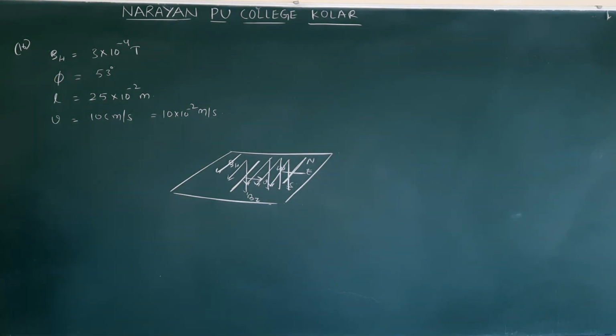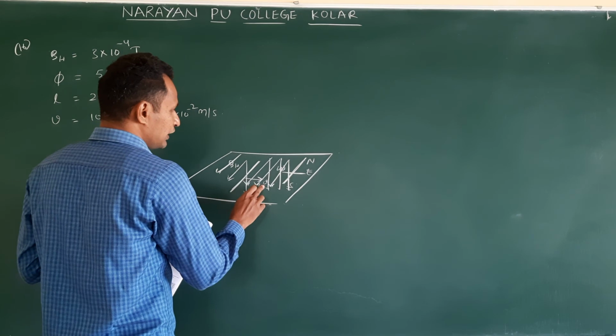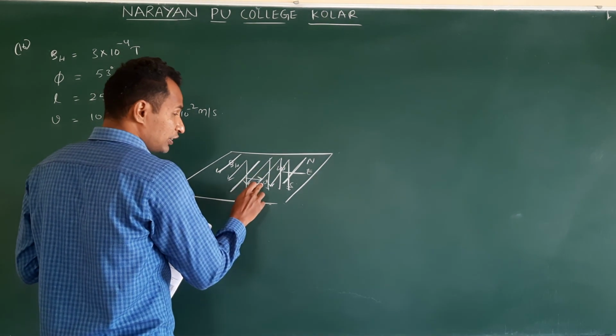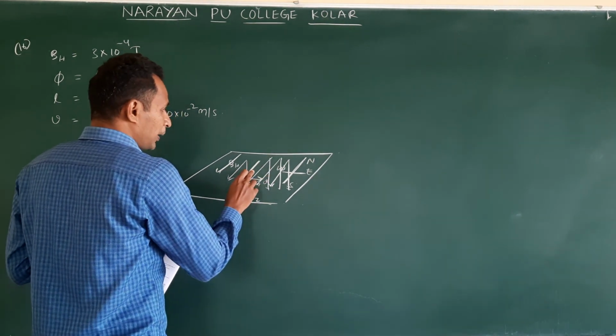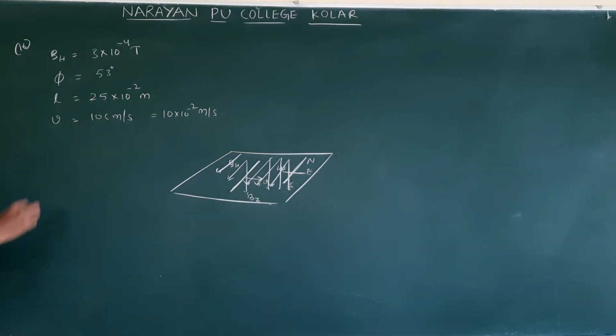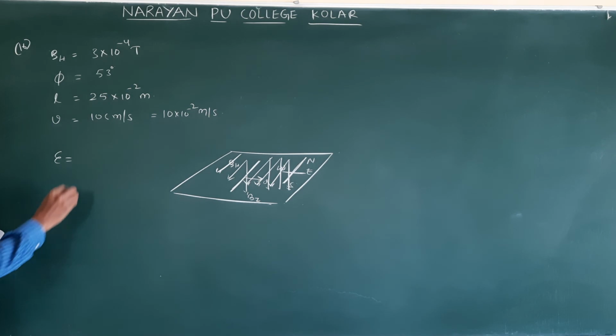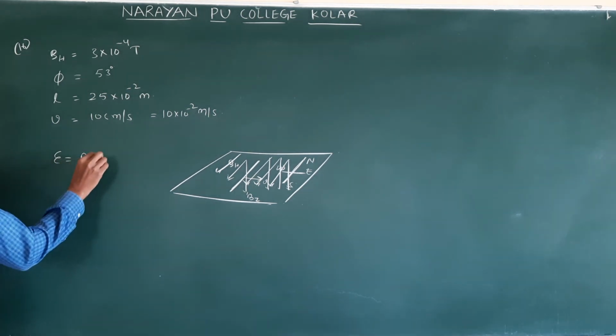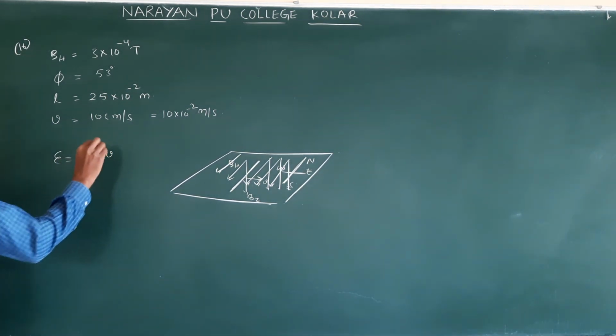Clear? As well as length. Of course, V is perpendicular to B_H, but this is not the only requirement. It has to be perpendicular to the field also. Clear? So the required formula is e = B_Z L V.